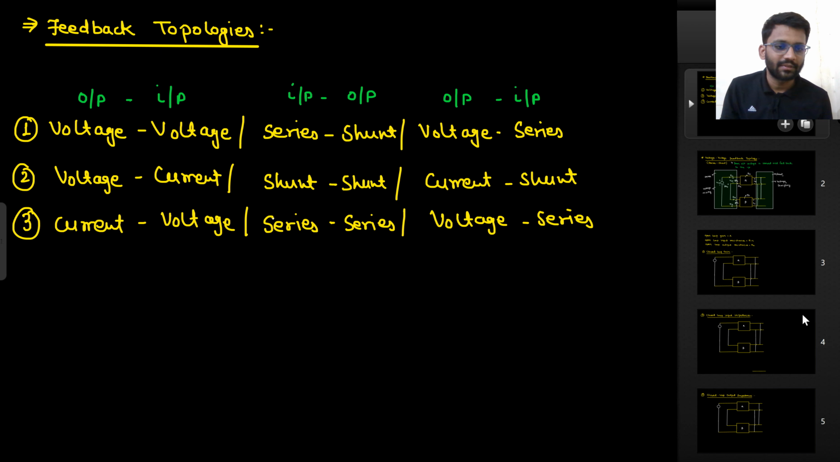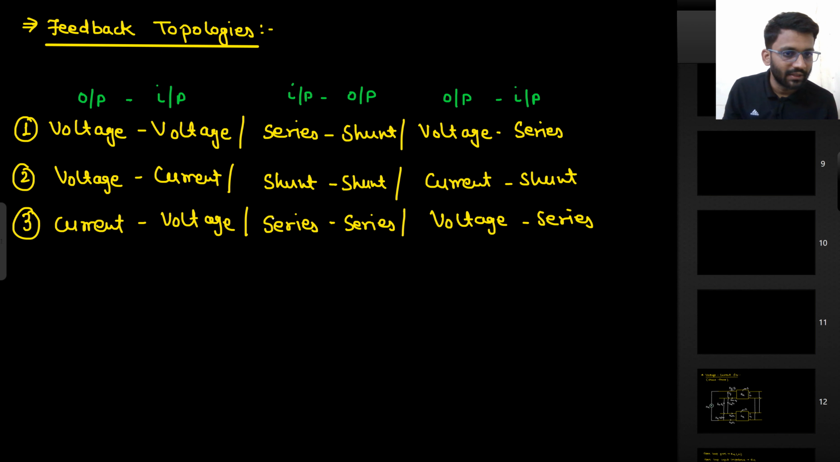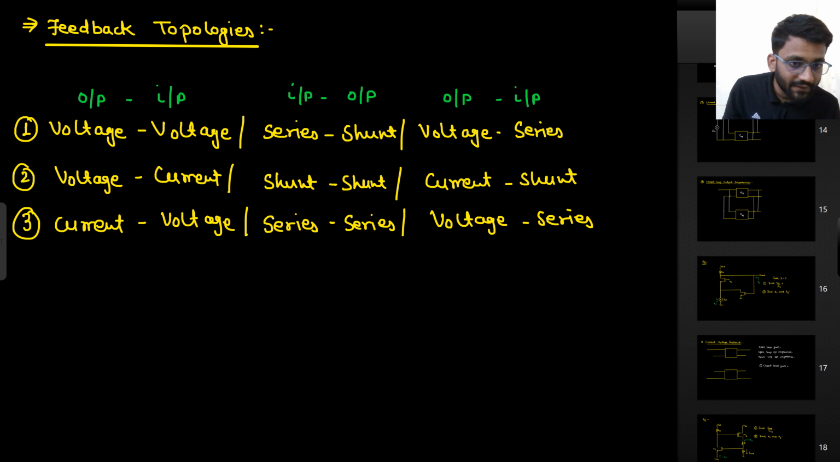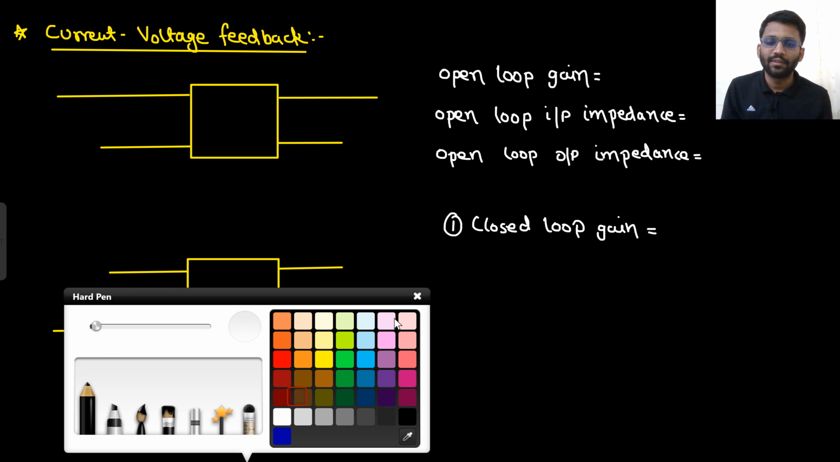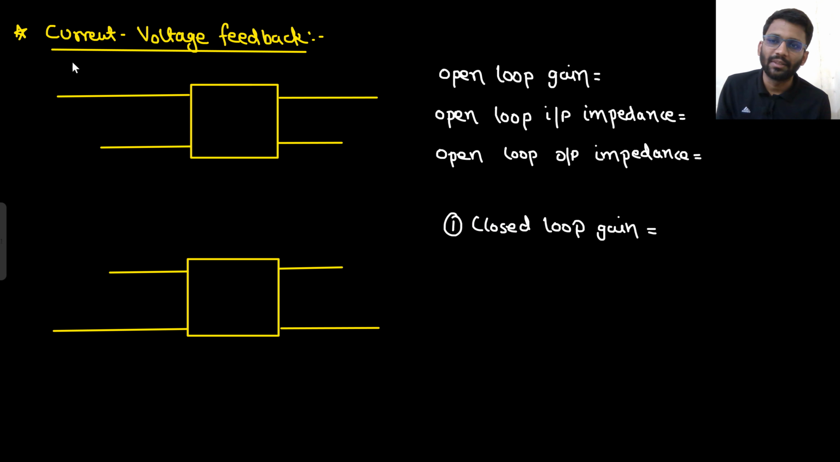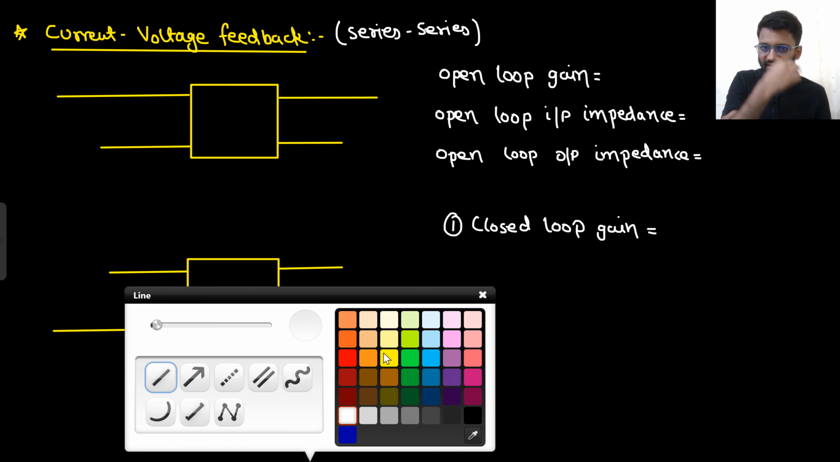Can I draw the diagram? Certainly I can draw the diagram as well. So let's check. Here it is. Current voltage. So what is the other name? Other name is series. So both should be the series connections.